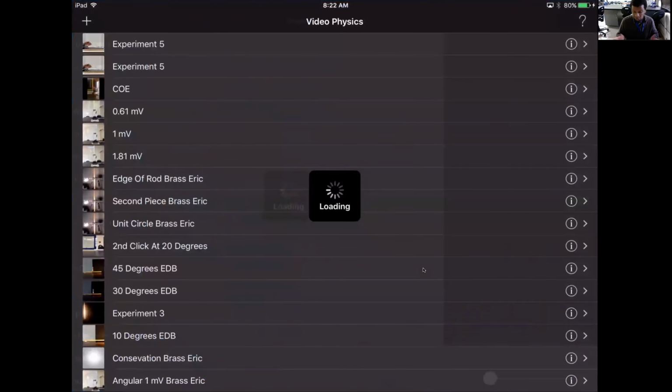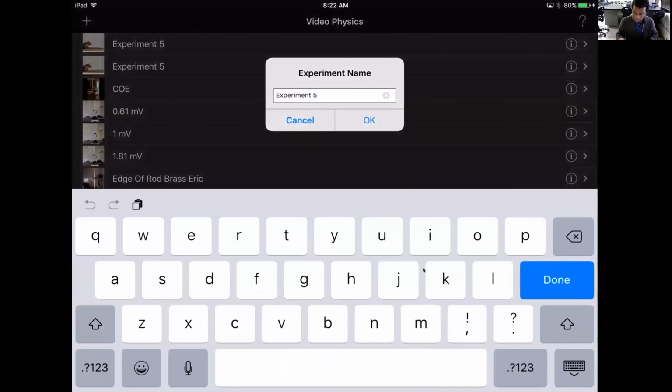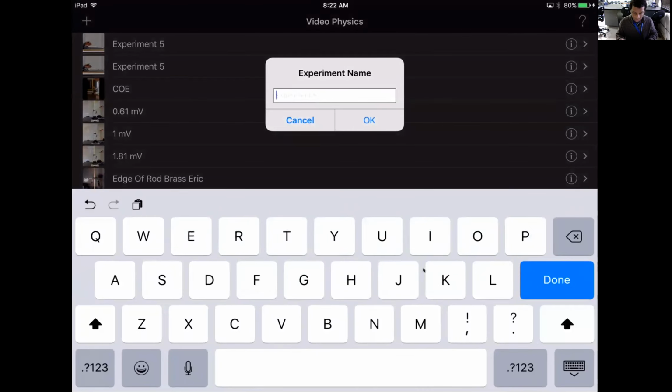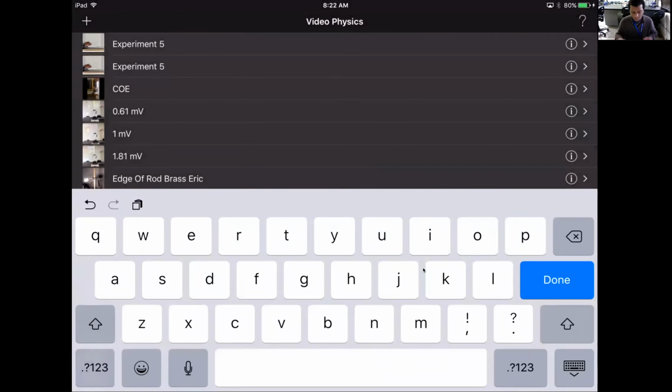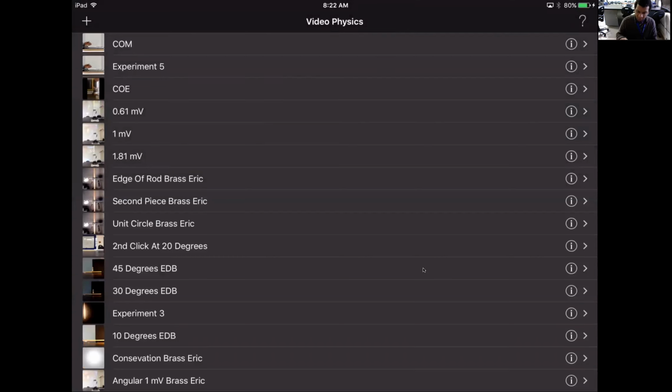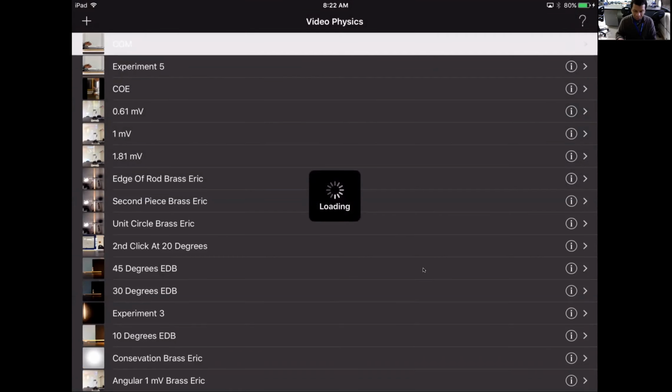And it should be, oh, so it did load up. Let's go ahead and change this to COM. What are we going to call this? COM. Yeah, that'll be good. Conservation of momentum. So I'll just go into that particular file.